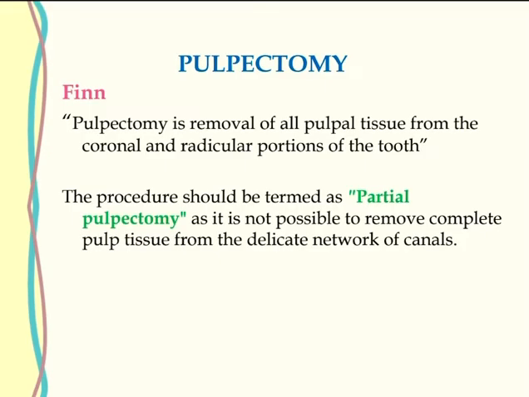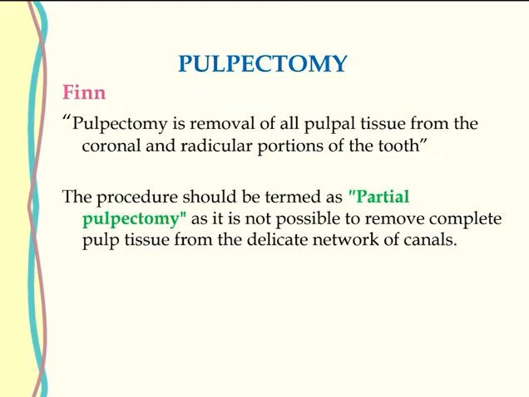Now what exactly is pulpectomy? Pulpectomy basically is the removal of all pulpal tissue from the coronal and radicular portions of the primary tooth. The procedure should be termed as partial pulpectomy. Why is it called partial pulpectomy? Because you cannot remove the complete pulp from the primary root canals.